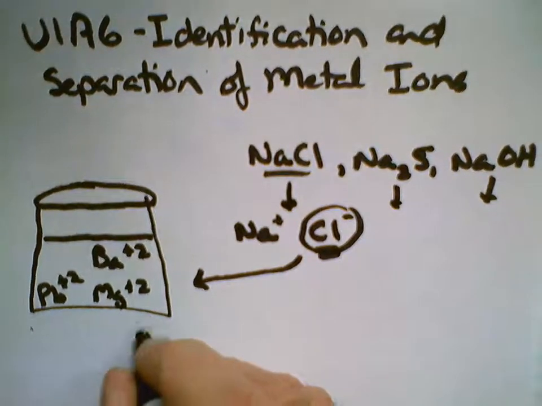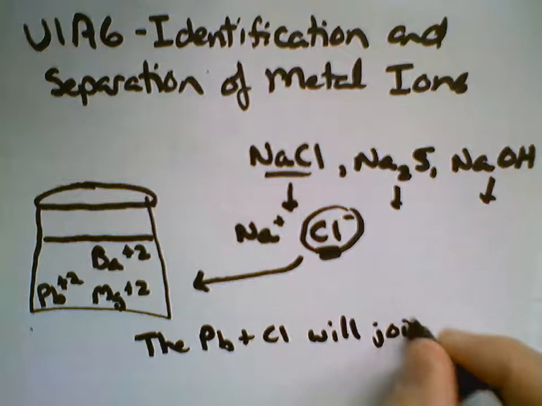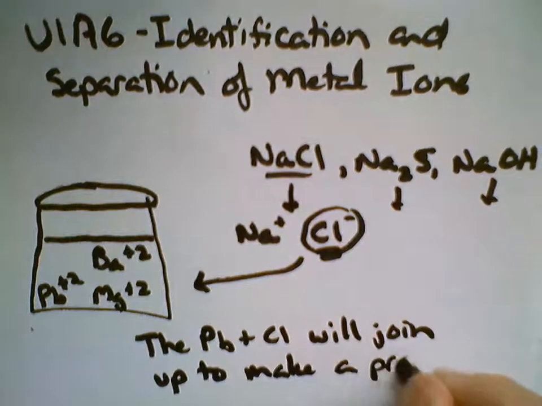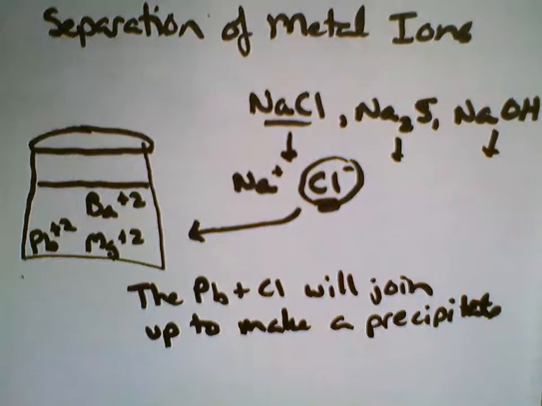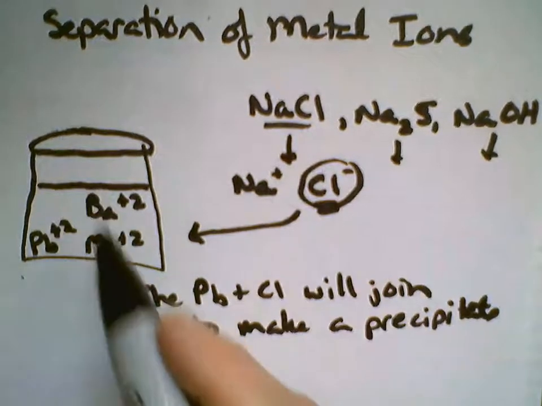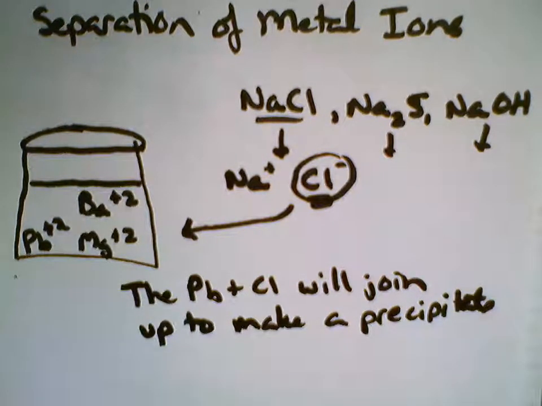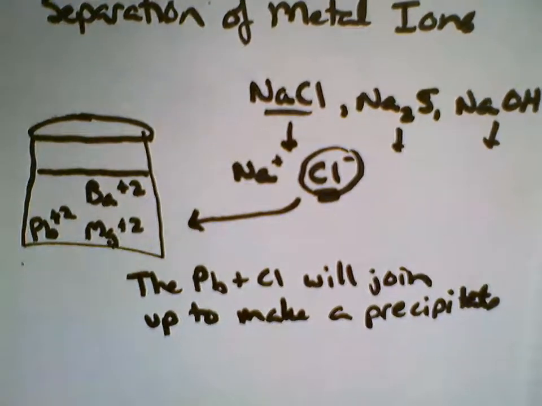So the Pb and Cl will join up to make a precipitate. From your class notes, they would tell you that you'd put that in a centrifuge, you'd spin it, and you'd pull that solid out. Your next step would be to see what would join up with the S and pull that out, and what would join up with the OH and pull that out. Once again, I am not saying I'm giving you the right order or the right answer here, but what you've got to do is figure out how to pull one ion out at a time so that you can pull all of the ions out by using these 3 things right here.